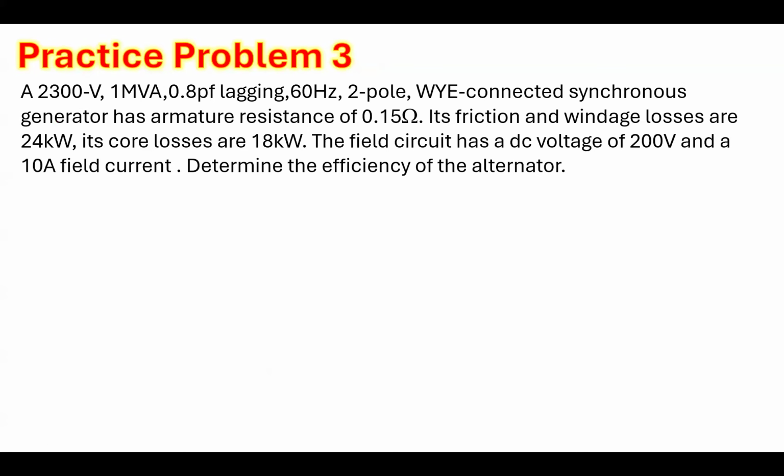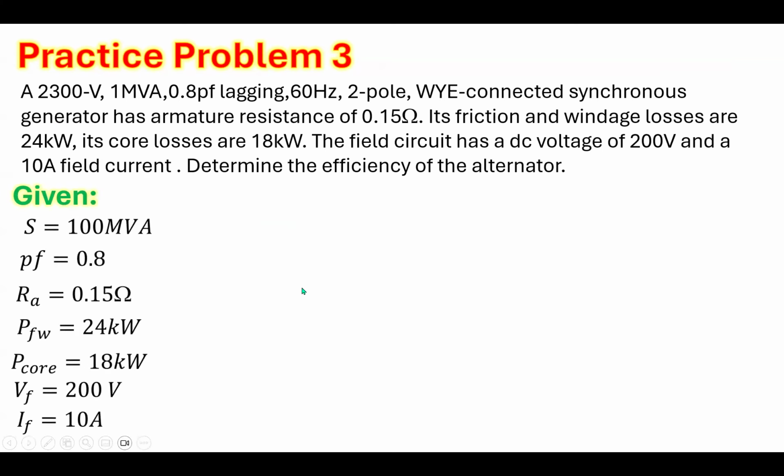Let's have practice problem number 3. A 2300 volt, 1 megavolt ampere, 0.8 power factor lagging, 60 hertz, 2-pole, Y-connected synchronous generator has armature resistance of 0.15 ohms. Its friction and windage losses are 24 kilowatts. Its core losses are 18 kilowatts. The field circuit has a DC voltage of 200 volts and a 10 ampere field current. Determine the efficiency of the alternator.